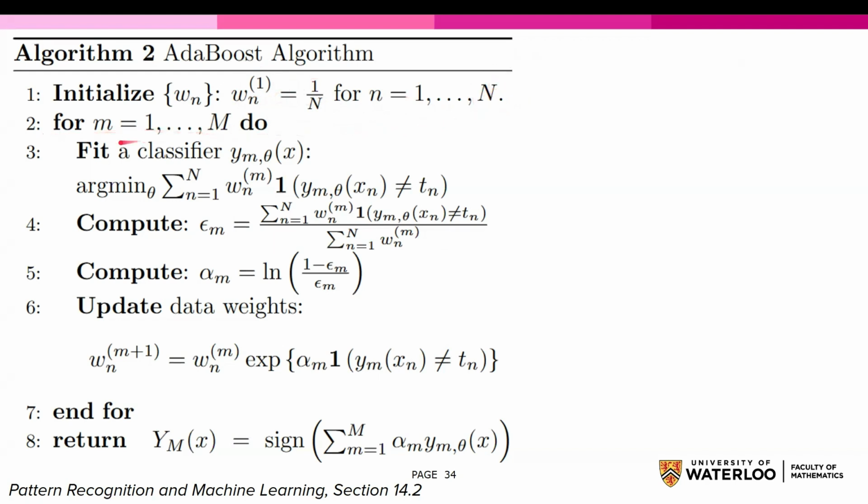And then the main loop is going to run from m equals 1 all the way up to big M, where M is the total number of base classifiers that we've decided. And then in each iteration, the algorithm is going to fit a new classifier, y sub m of x, using the current data weights.